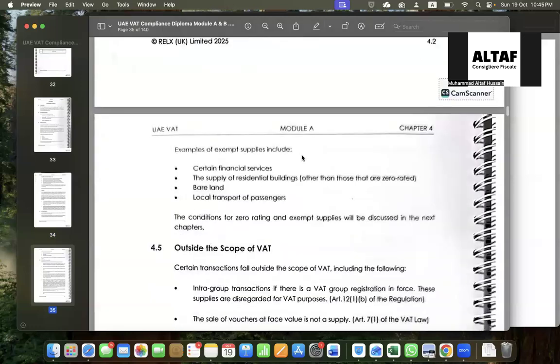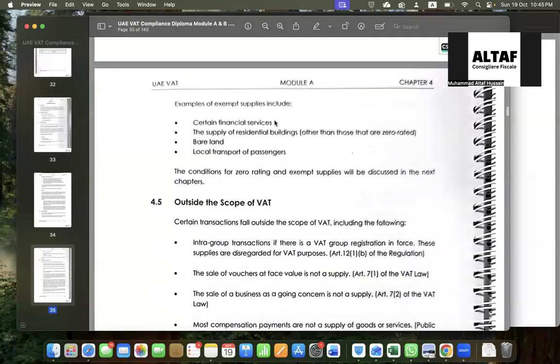Examples of exempt supplies: certain financial services, like, generally speaking, interest. So lending, and anything that involves interest usually, as long as it is implicit, not explicit. The supply of residential buildings other than those that are zero rated. So naturally, up to 3 years, it is zero rated. Beyond that point, if you're supplying residential buildings, then it will become exempt. Bare land, supply of bare land, that is also exempt.